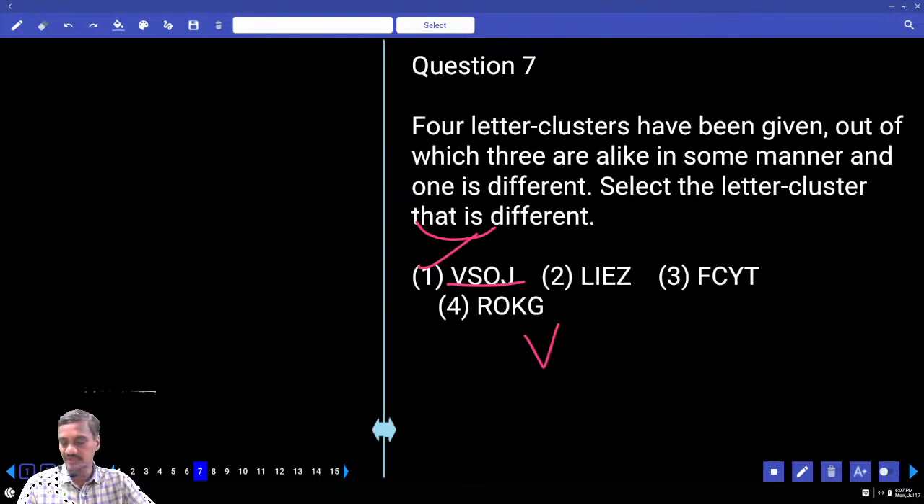Then seventh one. Now in the seventh we need to find out the odd one out here. V, S, O and G. V and S the difference is minus 3. S and O, 19 and 15, the difference is minus 4. And here it is minus 5. Minus 3, minus 4, minus 5.